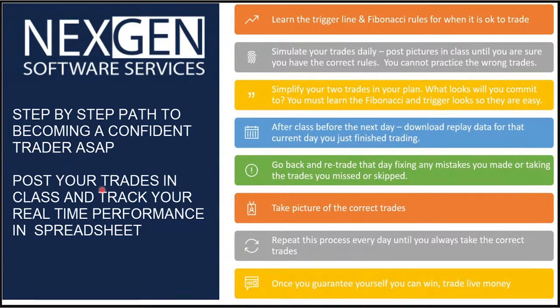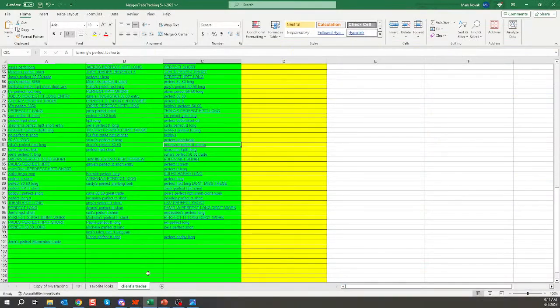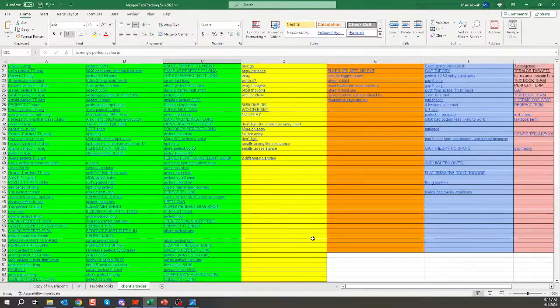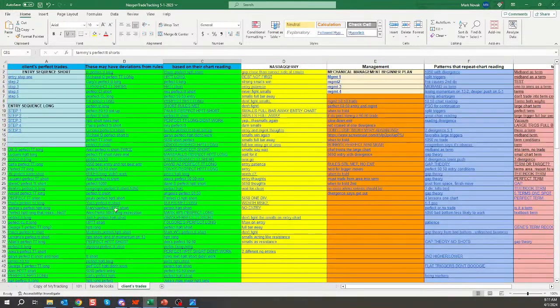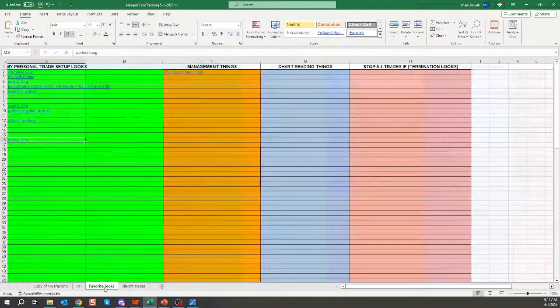We're going to simplify. Man, we're going to simplify. We're going to focus heavily on the high probability trend trade. I'm going to dedicate an hour to 3 little rules on the chart. You need to figure out what looks you're going to commit to. What's it going to look like when you take your best trade? And guys, this is where the spreadsheet really comes into play. I've done a lot of work for you on the client trades. Your job is to make your favorite look section.